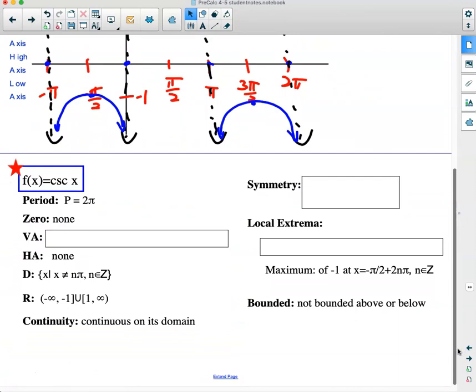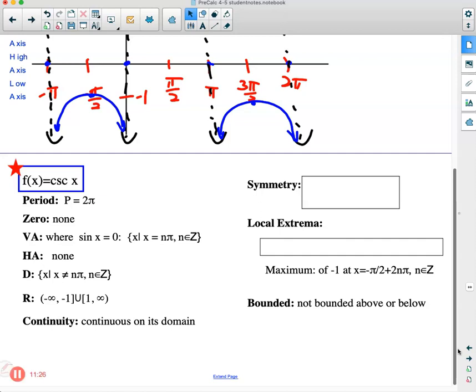Period is still going to be 2 pi, and again, if it's not the parent function, 2 pi over the absolute value of b. We don't get any intercepts. It's not crossing the x-axis. Our vertical asymptotes are at negative pi, 0, pi, 2 pi, so we start to realize, oh, that would be easiest if we just say it's the set of all x such that x equals n pi, where n is the set of all integers, because those are the multiples of pi that we have up there. Horizontal asymptote, don't get one.